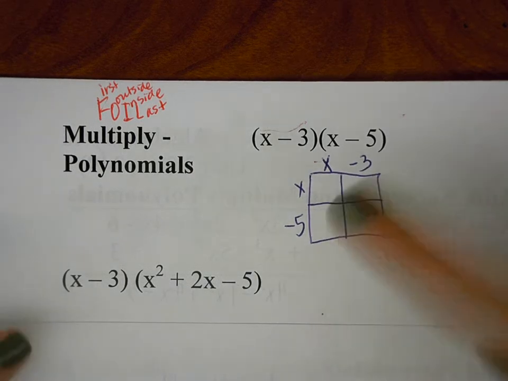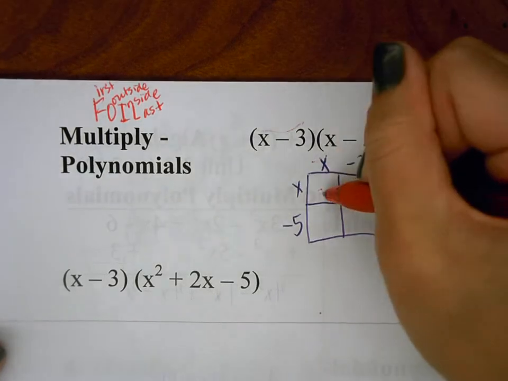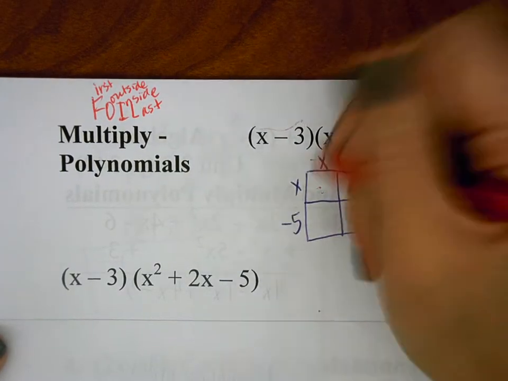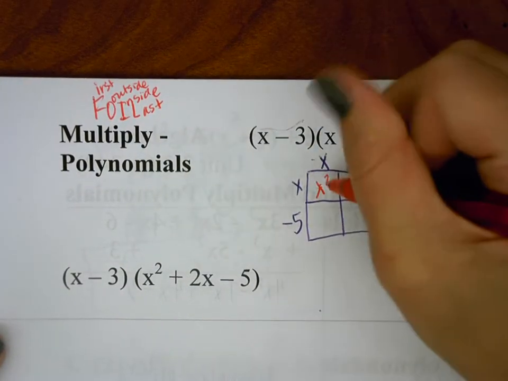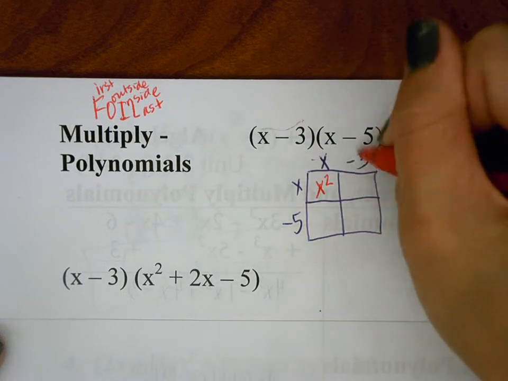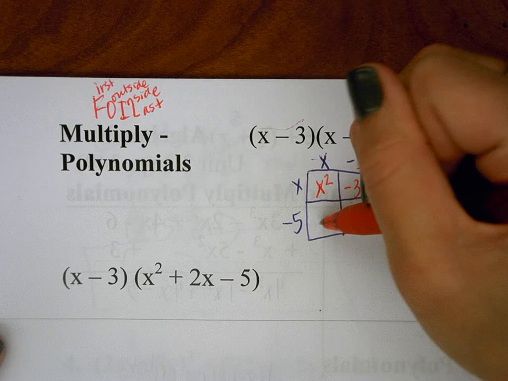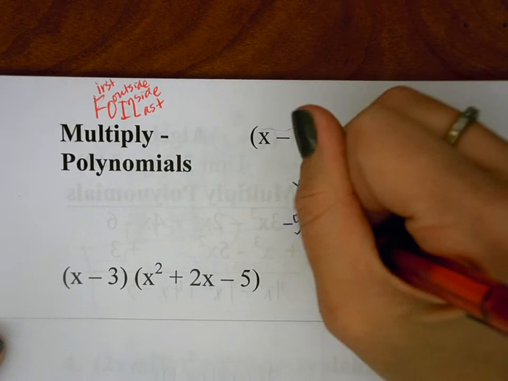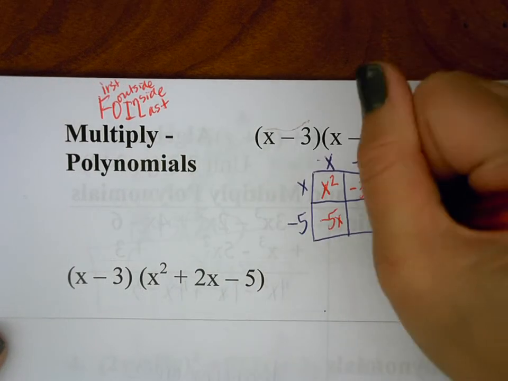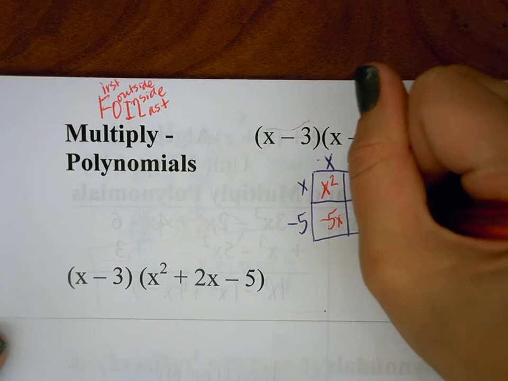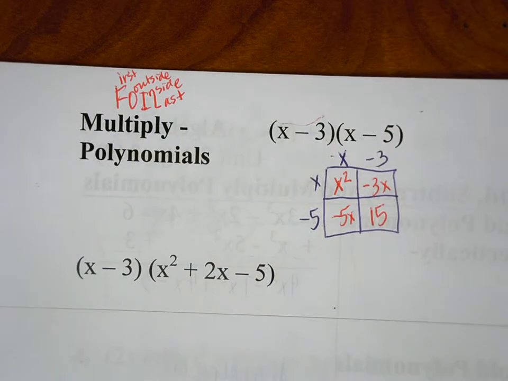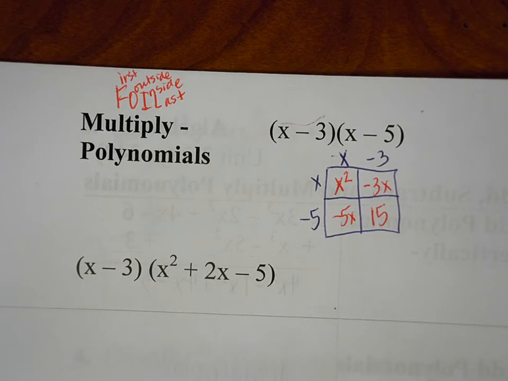So now you multiply. Right here, in this box, I'm multiplying x times x. And what is x times x? x squared. I go to the next box. x times negative 3 is negative 3x. Here, negative 5 times x is negative 5x, and then negative 5 times negative 3 is positive 15, because a negative times a negative is a positive.